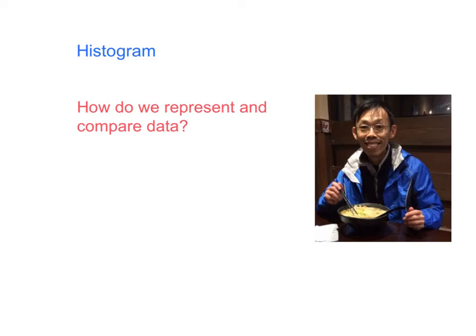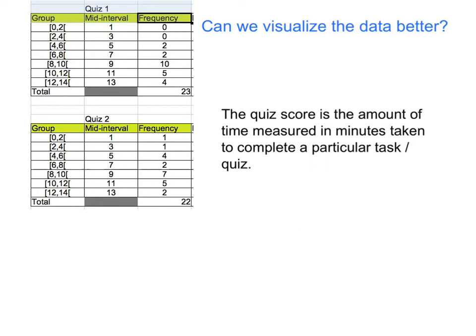Today we talk about histograms and similar questions. How do we represent and compare data? Here are two sets of data that measure the quiz scores of two particular tasks or quizzes. The quiz score here is the amount of time, measured in minutes, taken to complete a particular task or quiz. The question is, how can we visualize the data better?